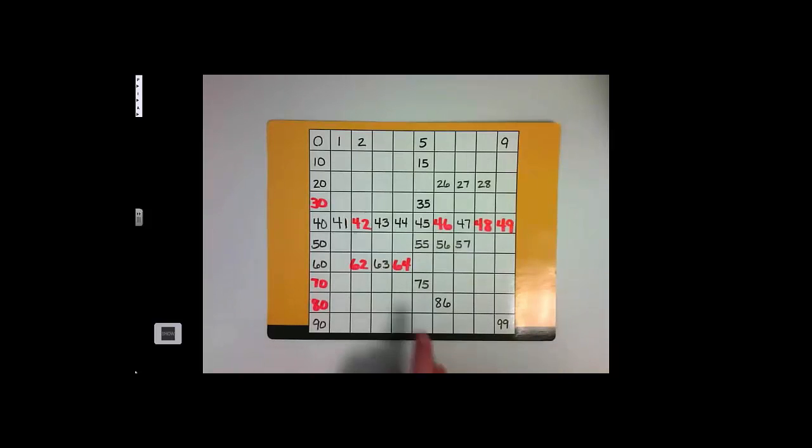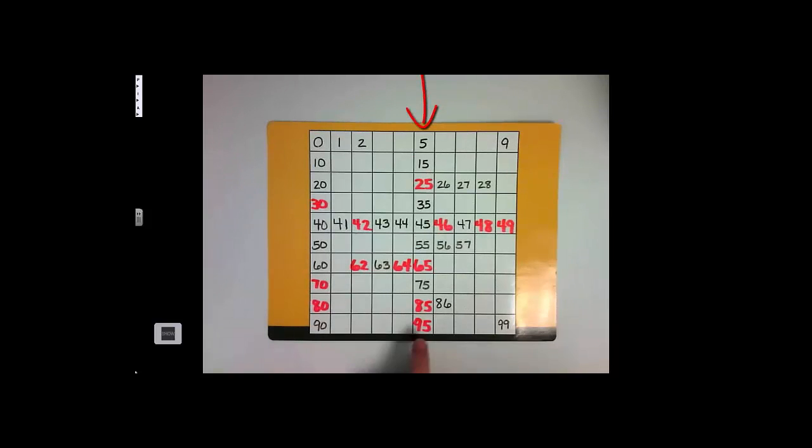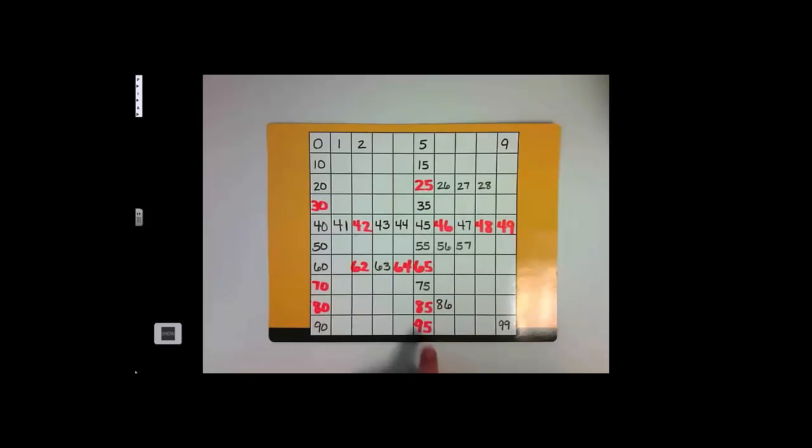During this activity, students explore the chart to find patterns between numbers, such as all of the numbers in a column of the chart will have the same digit in the ones place. So they'll see the pattern where the digit 5 is in the ones place for each of these numbers. They will also find the pattern where the numbers in a row of the chart will have the same digit in the tens place, such as this row here, where all of the numbers have the digit 4 in the tens place.